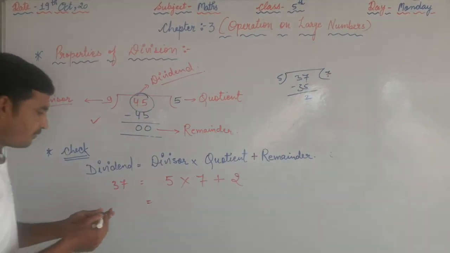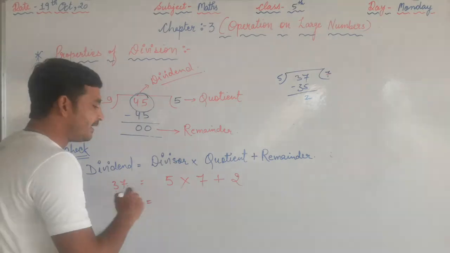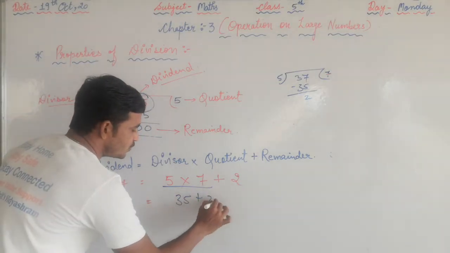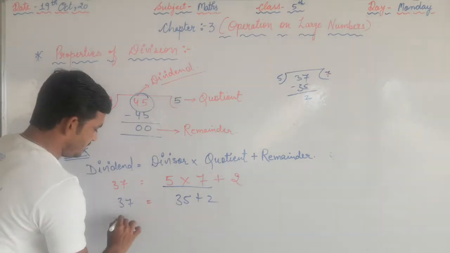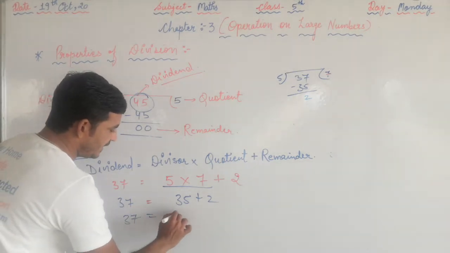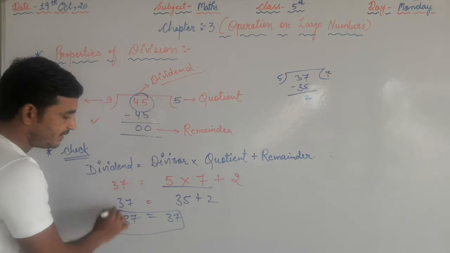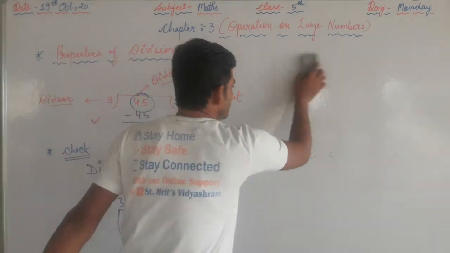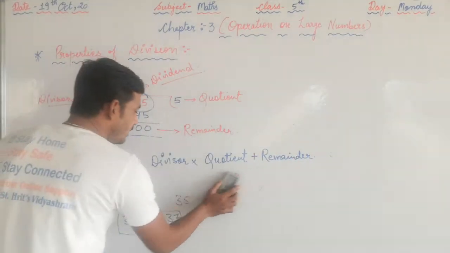Now see here, first what you have to do? You have to multiply the numbers. 7 5s are 35. Now you have to add plus 2. See here, 37 equals 37. Both are equal. This means our division is correct. I hope you understand. Very good. Now see here, another formula.